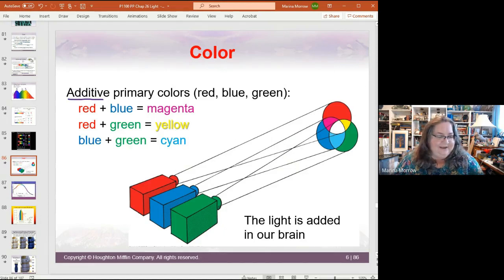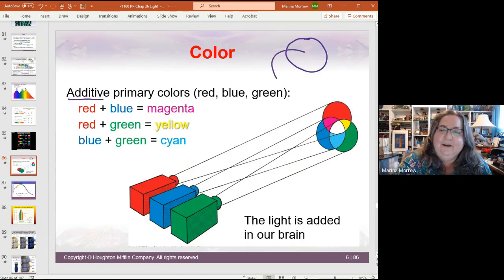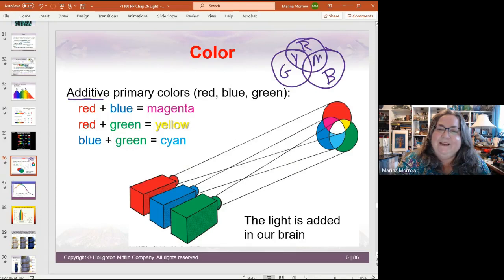And this color wheelie thing can be very useful, so you should learn to be able to draw one, so you have it useful to refer to. So red, green, and blue. And then red and green makes yellow, red and blue makes magenta, green and blue makes cyan, and there's always going to be white in the middle.